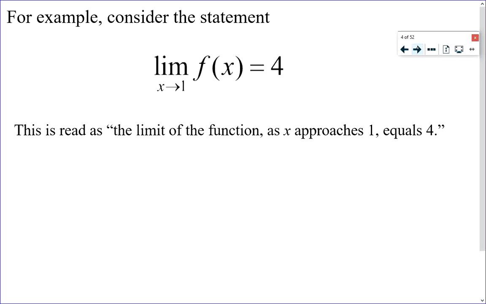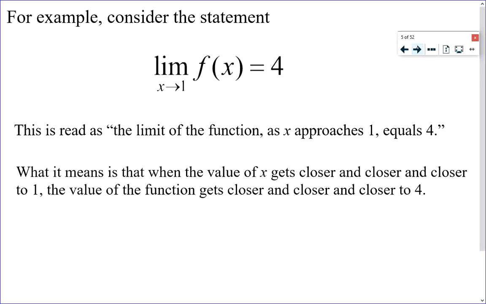Well, it's not really a difficult, complicated thing. What it means is that when the value of x that goes into the function gets closer and closer and closer to being equal to 1, but never being equal to 1, then the value of the function will get closer and closer and closer to being equal to 4, but never actually equaling 4.